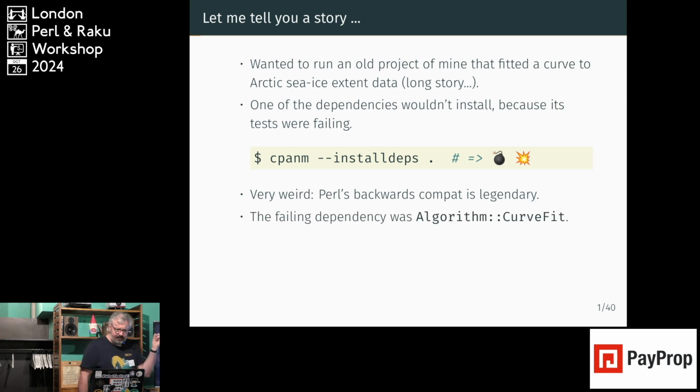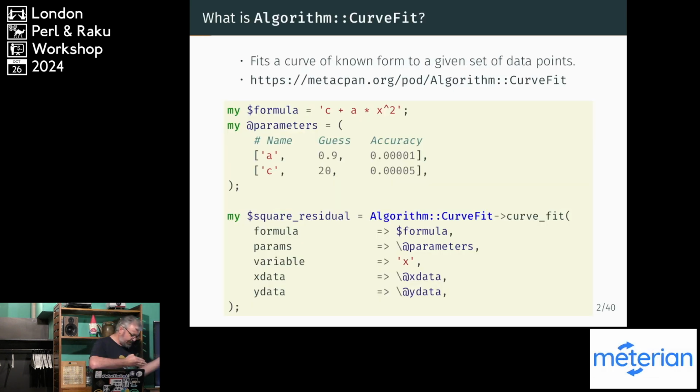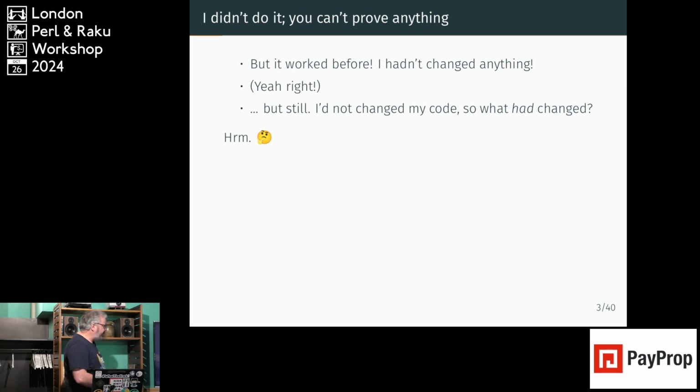Anyway, like I said, this is weird, and the failing dependency was this thing called Algorithm::CurveFit, which fairly obviously fits curves. Okay, so let's do a bit of a tangent, and I'll explain what Algorithm::CurveFit is. It fits a curve of a known form to a given set of points. So if you've got some x data and some y data, you've got some formula you want to plot, this is a parabola, for example. You give it some initial guess of what the parameters are likely to be. It runs away and spits out a curve back for you that fits your data. Pretty cool stuff.